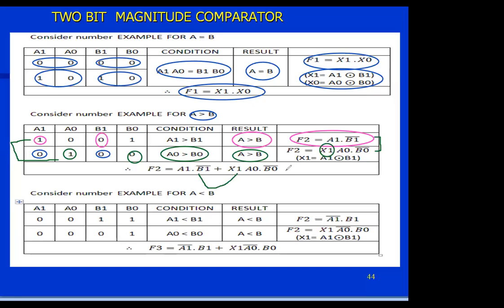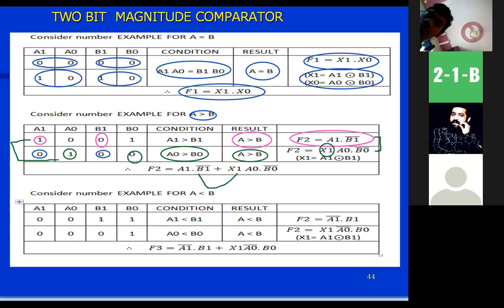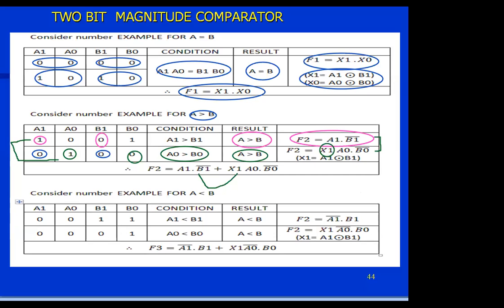If the MSB bit is directly greater, we can say a greater than b, and the OR I will denote with a plus symbol. What is the second condition? If the most significant bits are identical, that is a1 and b1 are identical, and a0 is greater than b0, then also we can say a greater than b.